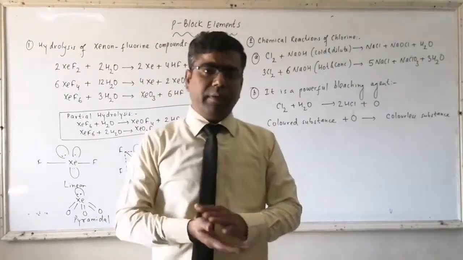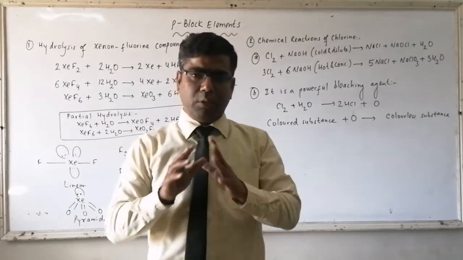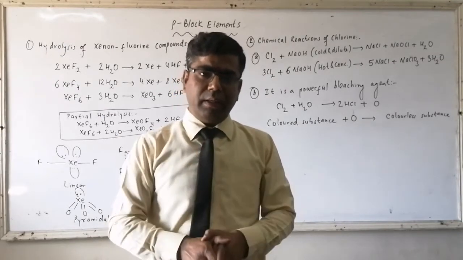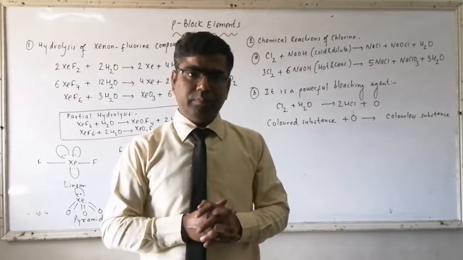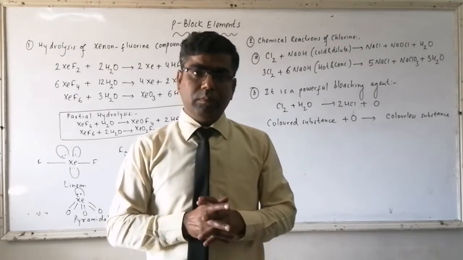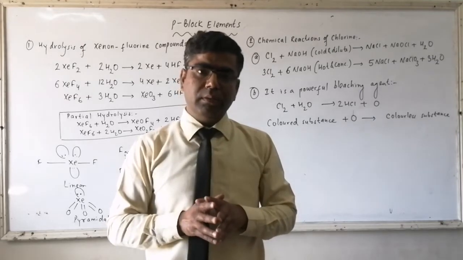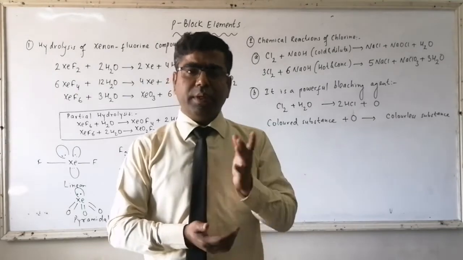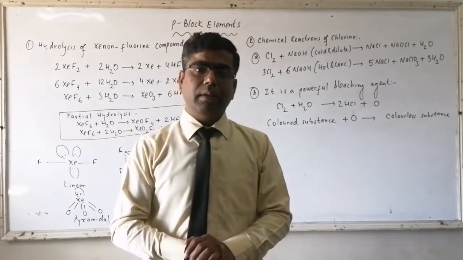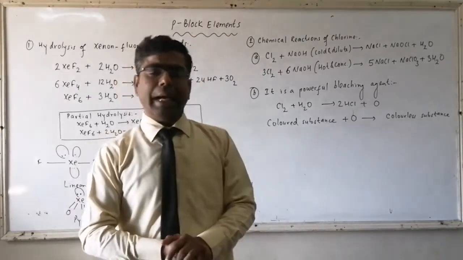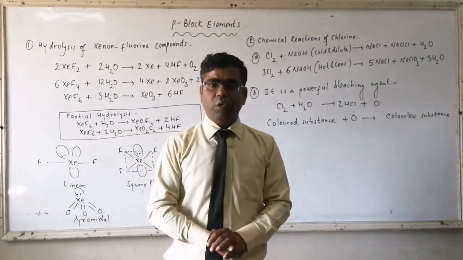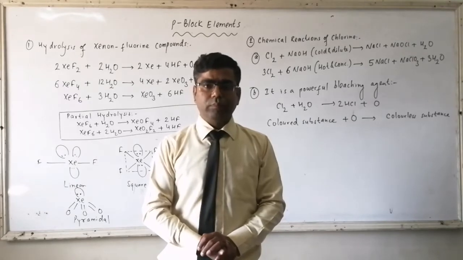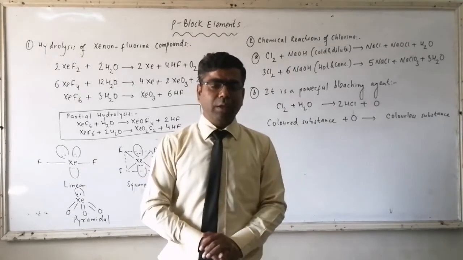In p-block elements, we have completed general reasoning questions of group 15, group 16, group 17 and group 18. Group 15, nitrogen family. 16, oxygen family. 17, halogens, and number 18 or 0 group, that is inert gases or noble gases. Now, next part is your chemical reactions.